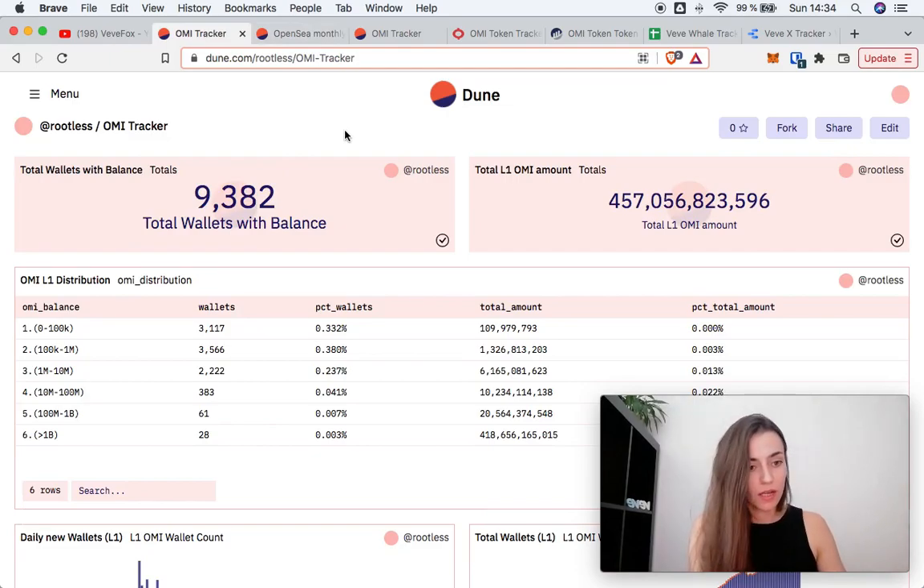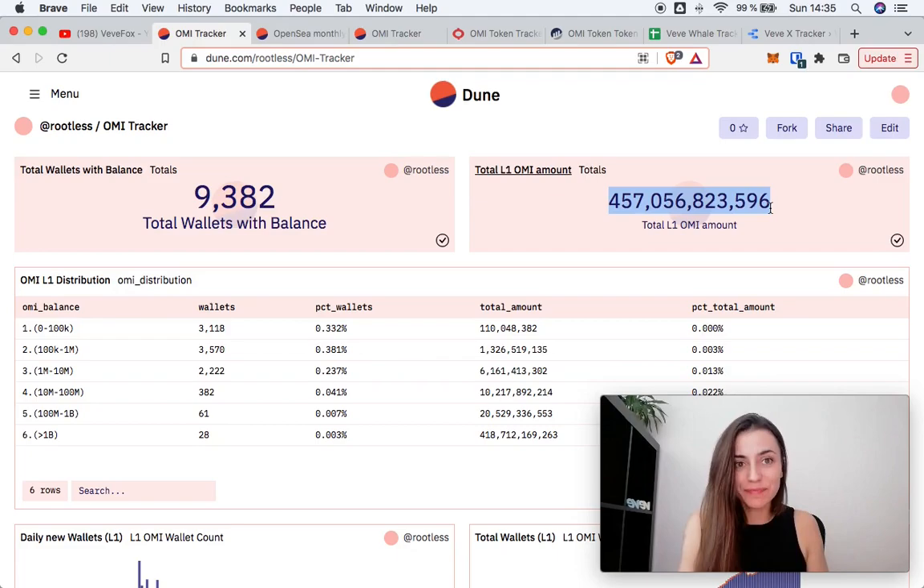Okay, so what did I build? The first two charts are just the total wallets. This includes all the wallets that hold at least one OMI. And this is all the layer 1 OMI currently in circulation.